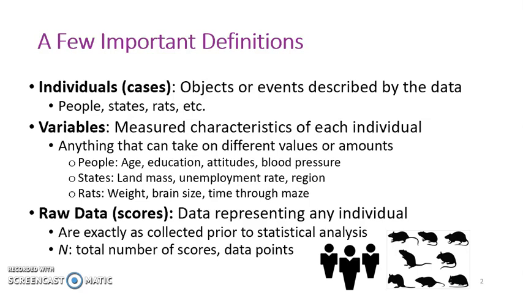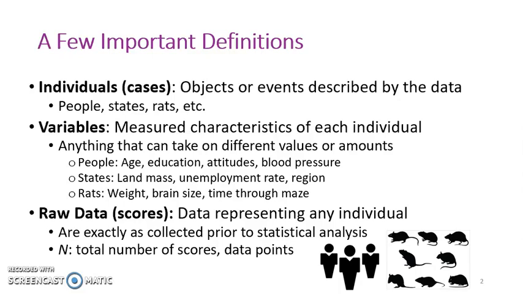Some person variables would be things like age, education, attitudes, or blood pressure. State-level variables could be things like landmass, unemployment rate, or region. Some rat variables could be things like weight, brain size, or the time it takes to get through a maze.